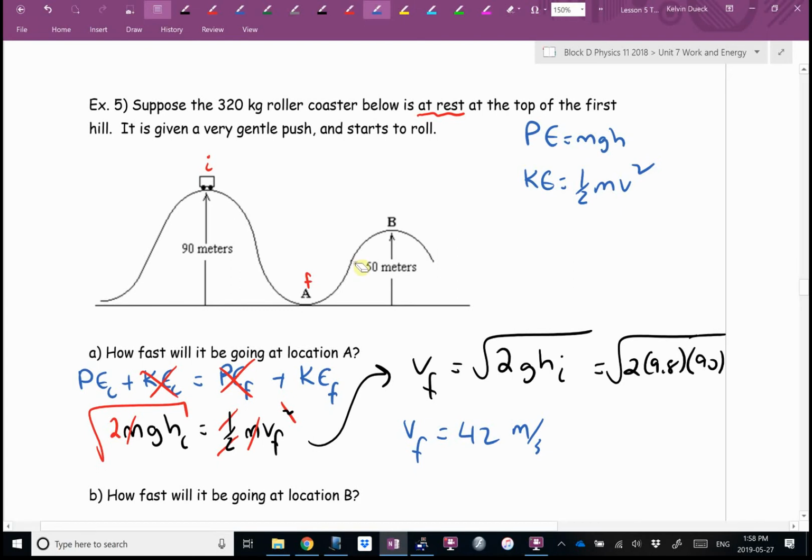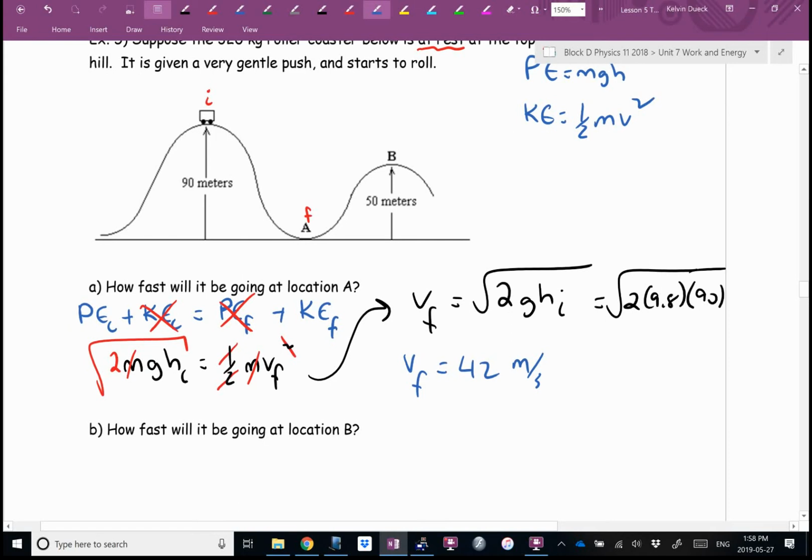B. How fast will it be going here? Antonio, I'm still going to have initial B here, but for part B, I'll let that be final.